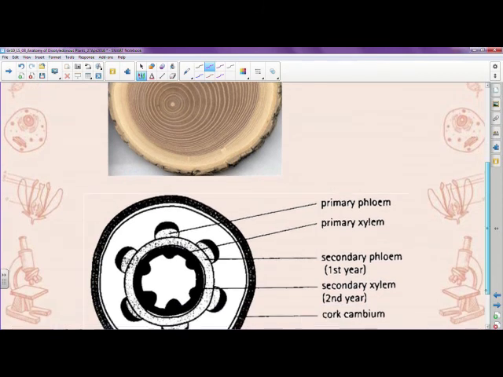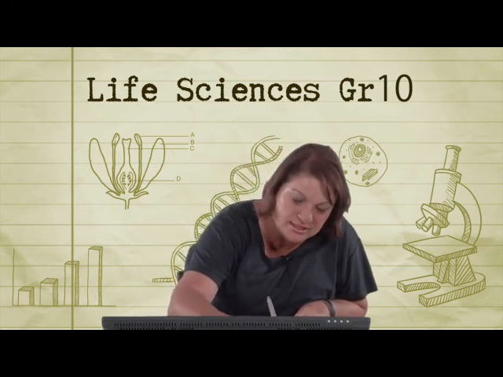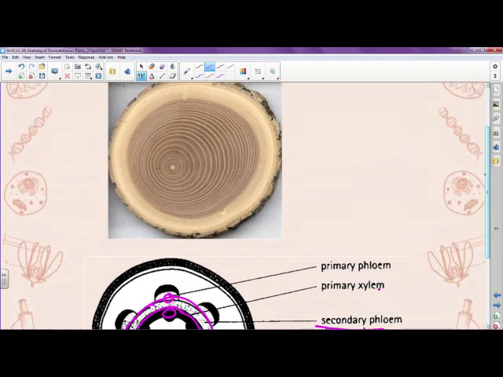When I talk about secondary thickening, look at this diagram of the stem and look at the words. Primary xylem, primary phloem. So here was xylem, here was phloem. Now look at the words: secondary, second year. So what do I do? Every year the plant lays down new xylem and new phloem, and that we see as a ring. Then the next year, new xylem, new phloem, and we're going to see it as a ring. So when we look at a tree and count the rings, we can tell how old a plant is, because each ring means 1 year of growth, when we laid down more xylem and more phloem.